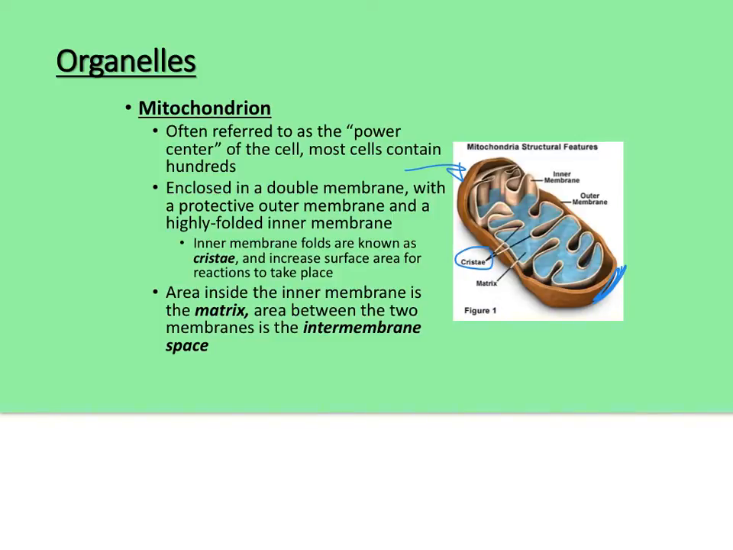Now, as we will learn here in, I don't know, a couple months, there are a bunch of reactions that have to take place on this membrane. So by having this highly folded membrane inside, it allows it to increase the surface area of that membrane. So you can think of this as though you took a big gallon-sized Ziploc bag and then wadded it up and put it inside of a little sandwich-size Ziploc bag. So that inner membrane is larger, it's just kind of folded up to fit inside. Now the area inside the inner membrane is known as the matrix, and the space between the two membranes is called the intermembrane space.